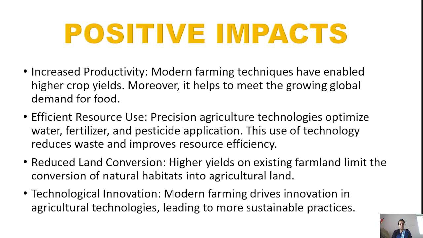Reduced land conversion. Higher yields on existing farmland limit the conversion of natural habitats into agricultural land, keeping our forest land intact. Technological innovation. Since agriculture is one of the most income-producing sectors of our country, these innovations are much required in the farming methods so that the farmers can use more sustainable practices along with using technologies.